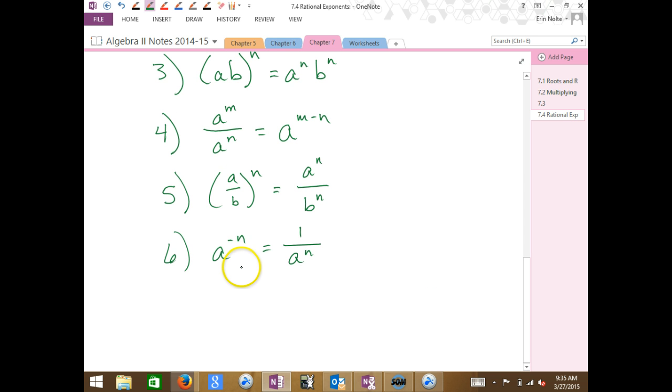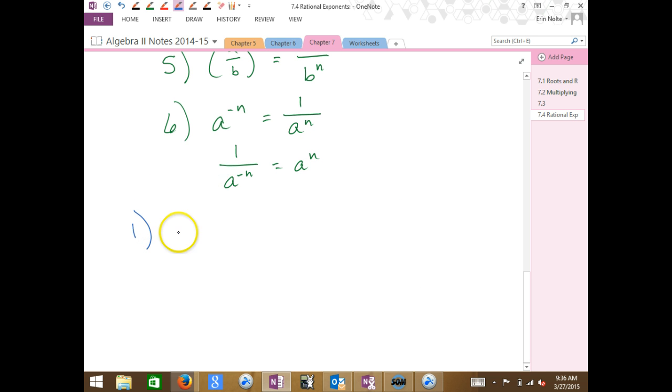Okay, so another scenario you might see is if I have 1 over a to the negative nth, if the negative exponent is in the denominator, what's going to happen? Yeah, it goes to the top, exactly. A to the nth. Okay. All right, so let's play with a couple of these.